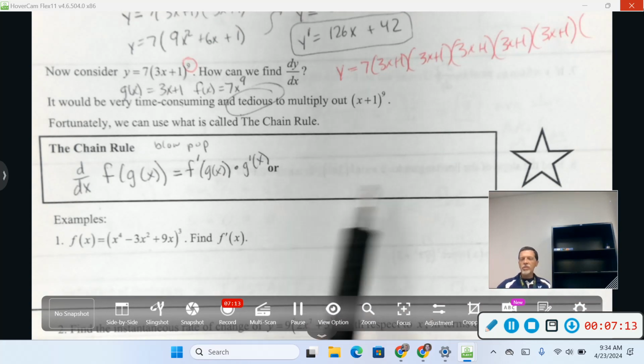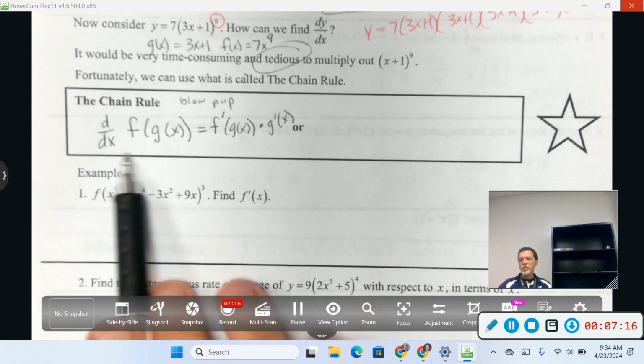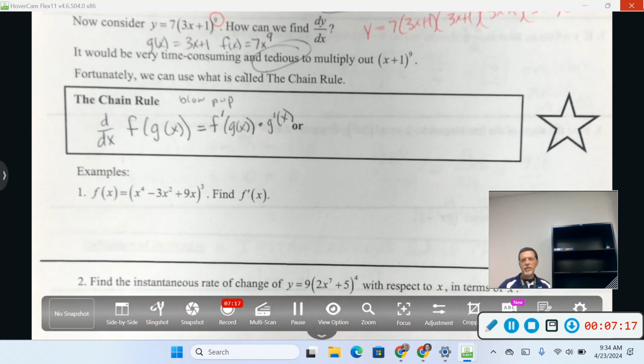The other form is one that we really don't want to worry about. It's much easier to think about it like this. Okay, this is going to become easier as we do some examples. But the main rule is the blow pop rule. Outside in, one step at a time, one derivative at a time. Don't bite through the whole thing at once.